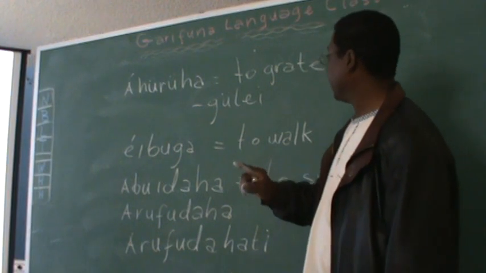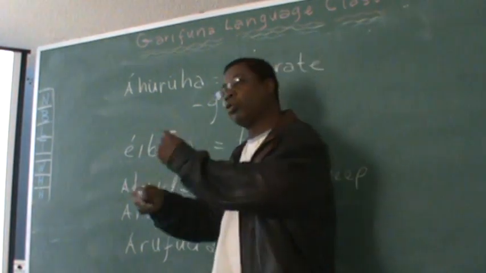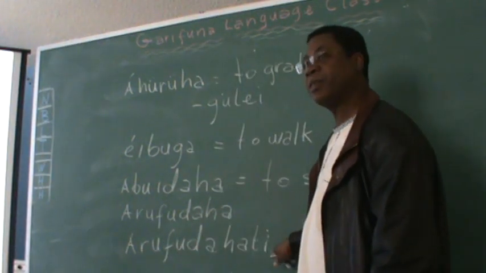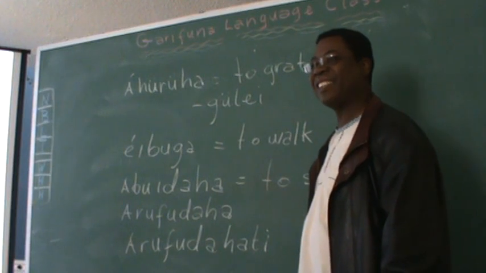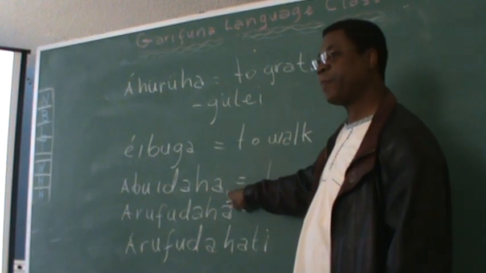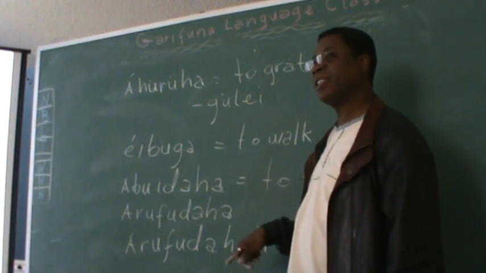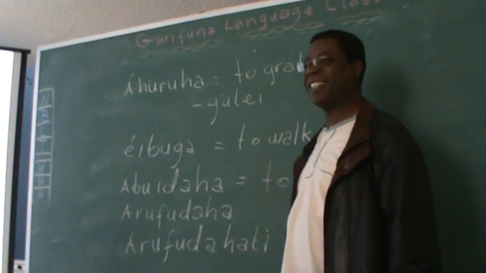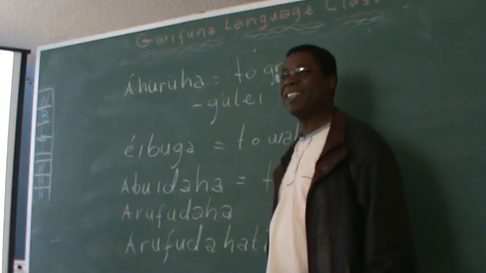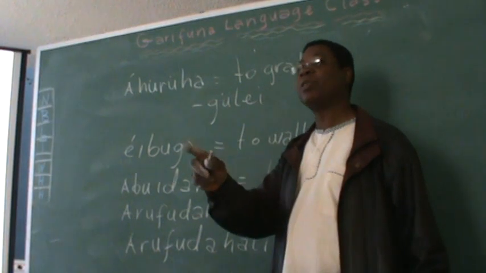Brother Laurel, Ahruha is to grade. Someone who's doing the action in Garifuna, how will you call it? Ahruhati. Wow. Now what about Mateo? Someone who sweeps. Abuidahati. Correct. Abuidahati is male. And then female? Abuidahatu.